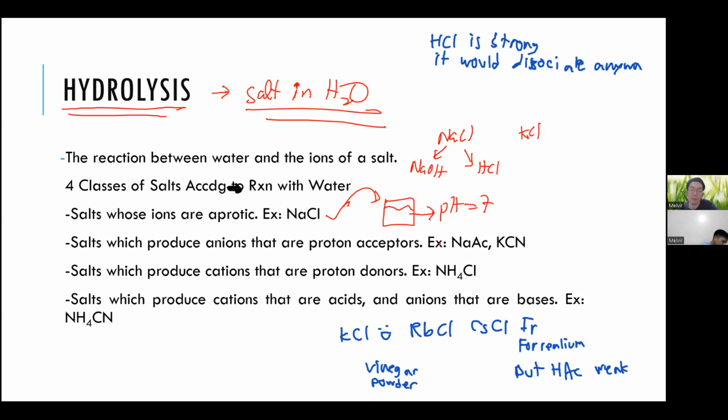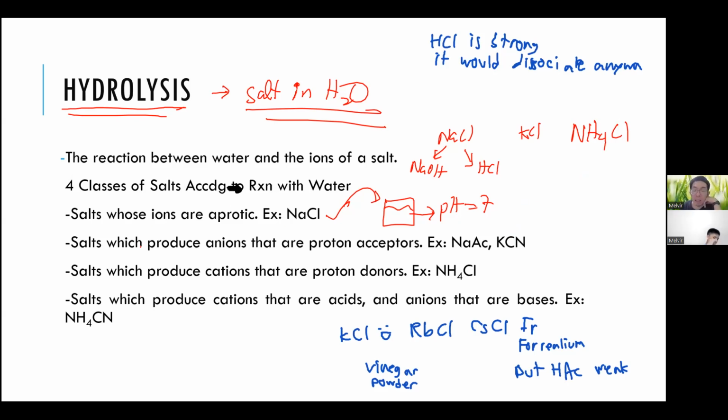Good. How about this one, Josh? Ammonium chloride. How is this? Later. Ah, here it is. So later, I will give an example. Aprotic salts are usually products of strong acids and strong bases.